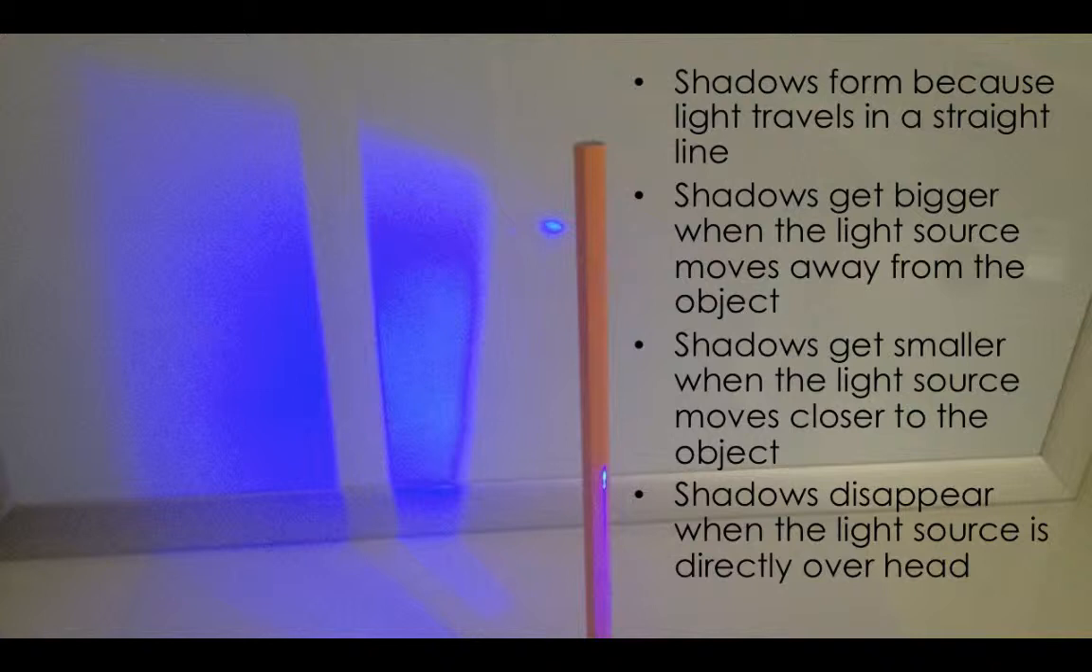It creates a shadow. Shadows get bigger when the light source moves away from the object, and shadows get smaller when the object and the light source are closer together. And shadows disappear completely when the light source is directly overhead. And we'll also see that the way to make a shadow move to the right is to hold the light source to the left of your object, and the way to make a shadow extend over to the left is to hold your light source over to the right of the object. So now we'll take a minute to actually take a look at a demonstration of shadows.